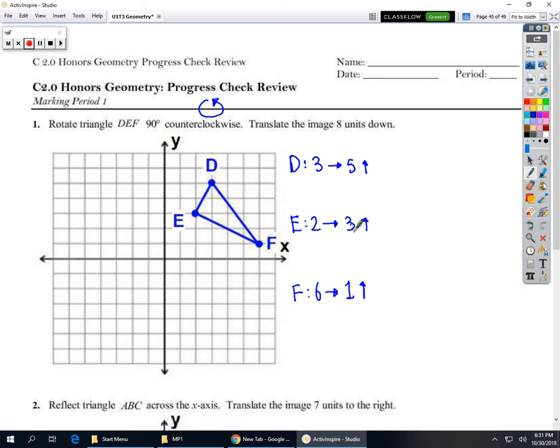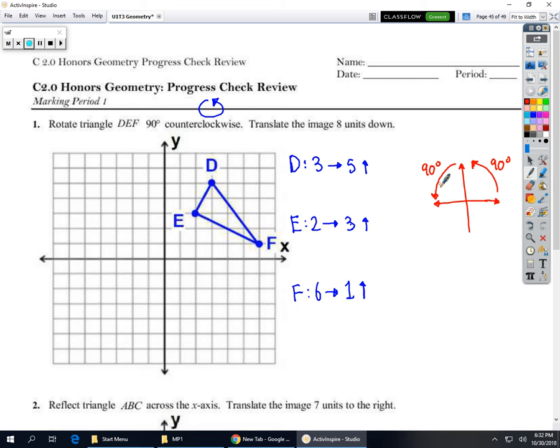Now, if I want to draw my transformed figure, I need to actually rotate all of these directions. So what does that actually mean? Let's change this. So, if I was going right, 90 degrees counterclockwise, going in this direction, right is up. If I was up and I went 90 degrees counterclockwise, I would go left. So all the rights become up. All the ups become left because I'm following the rule of counterclockwise.